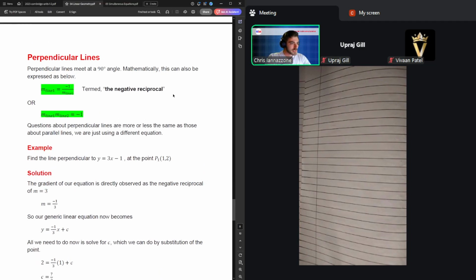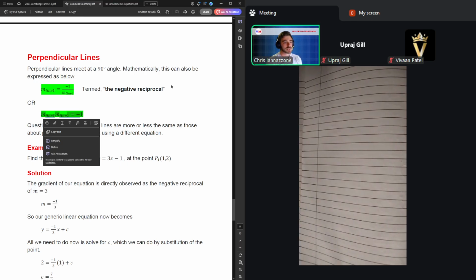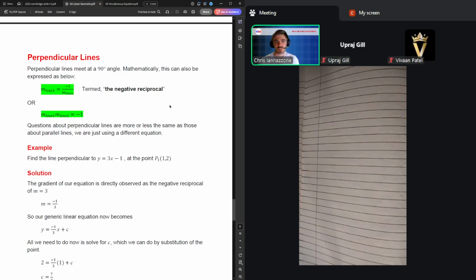Perpendicular lines. There's a few ways to represent this. For whatever reason, the textbook likes to do it this way, where they say the product of the gradients must equal -1. I've always preferred to say the gradient of the perpendicular line must be -1 divided by the gradient of the line that you're trying to be perpendicular to.